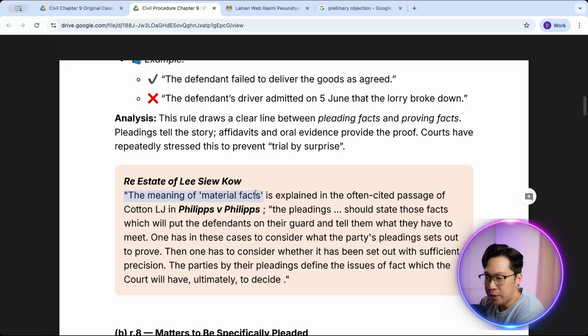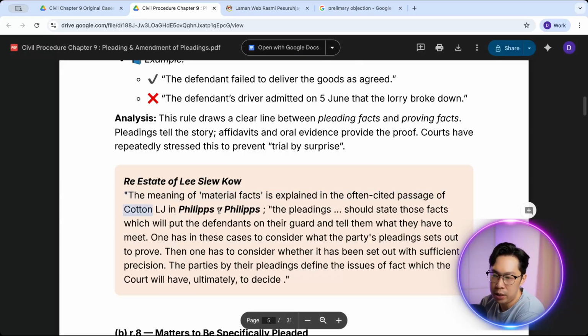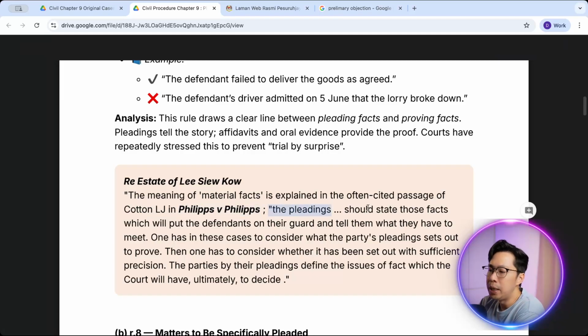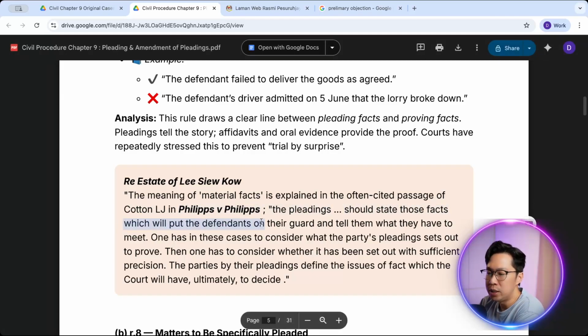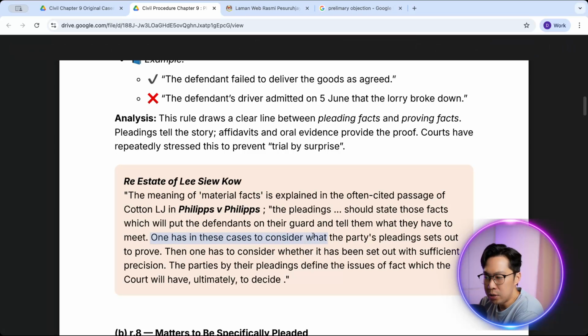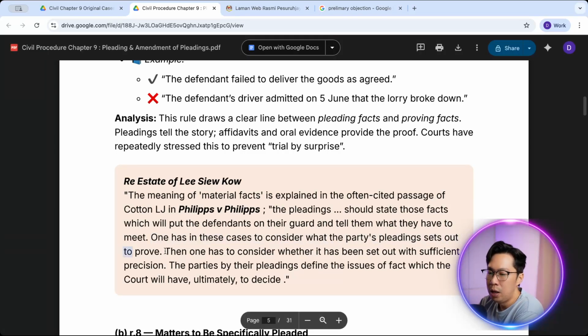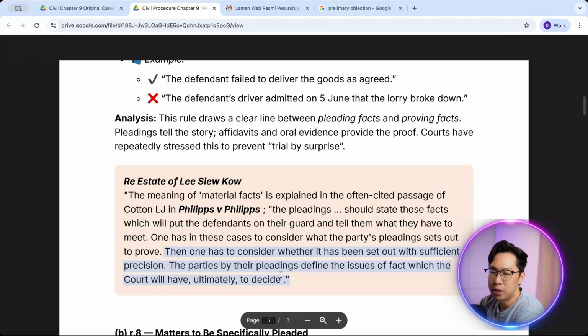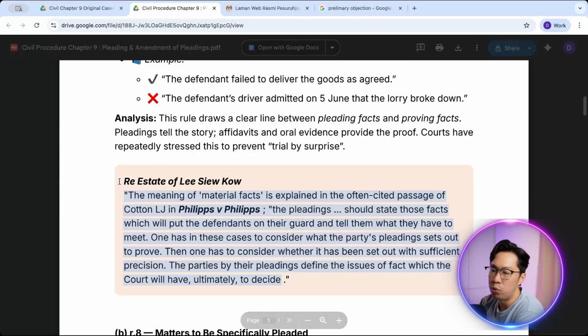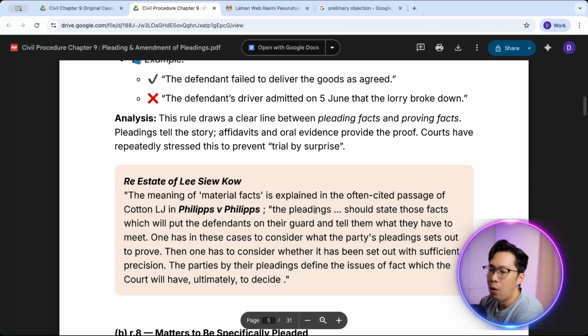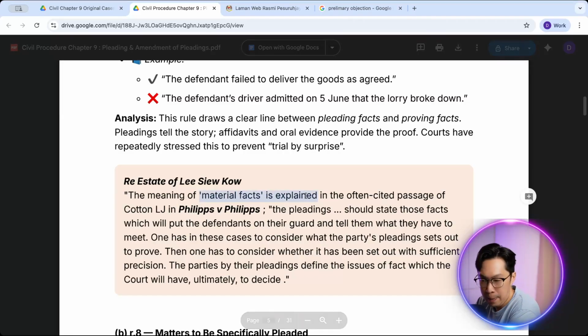The meaning of material facts is explained in the often cited passage of Cotton LJ in Philipps v Philipps. The pleading should state those facts which would put the defendant on their guard and tell them what they have to meet. One has in these cases to consider what the party pleading set out to prove. Then one has to consider whether it has been set out with sufficient precision. The parties by their pleadings define the issue which the court will ultimately have to decide. If you want, you can use some keywords in there so that when there is a question on material facts, you can quote this often quoted case, Re Estate of Lee Xiao Kiao or Phillips and Phillips. What is the meaning of material facts?